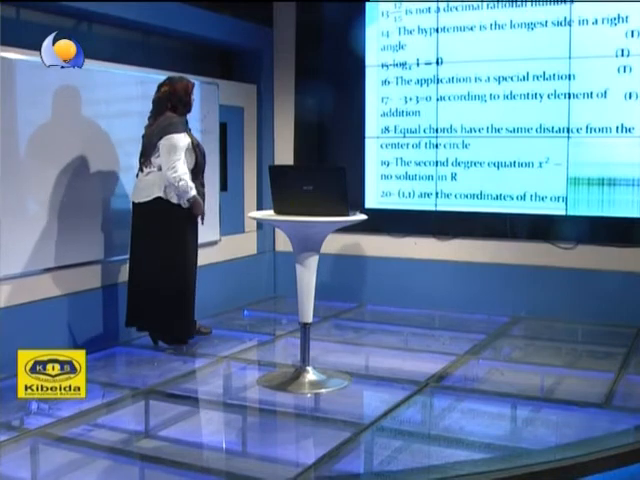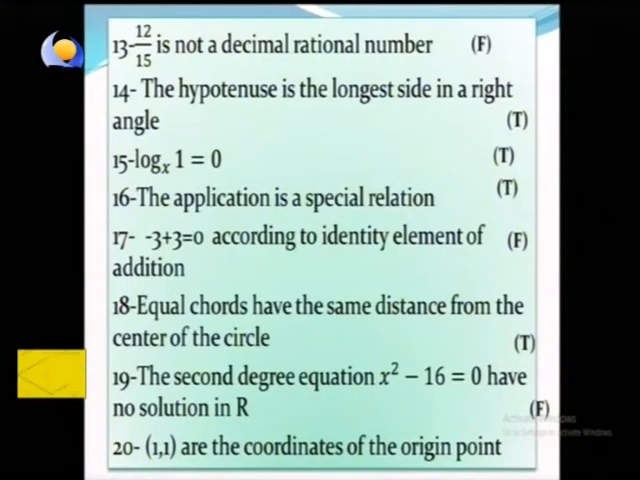The last one, 1 and 1 are the coordinates of the origin point. This is completely false. We all know that the coordinates of the origin point are 0 and 0.